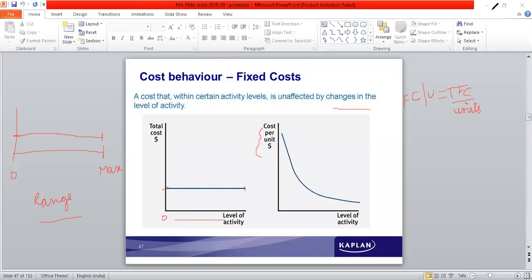Then I'm mentioning that this is applicable only within a relevant range, within a range of activity. So what does it mean? If the output or the number of units produced exceeds the maximum capacity, that doubt would also arise. What if it exceeds the maximum capacity? Then fixed cost also increases. The concept of the cost being fixed, that it doesn't change, is applicable only within that range.